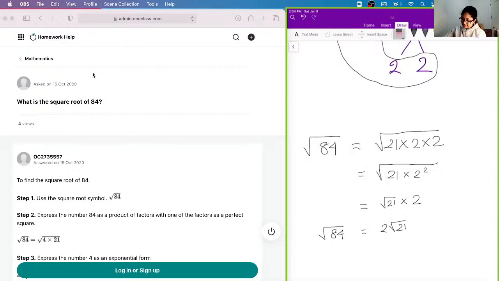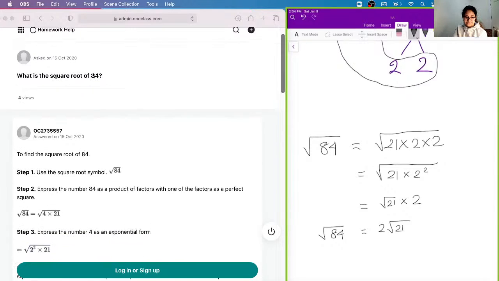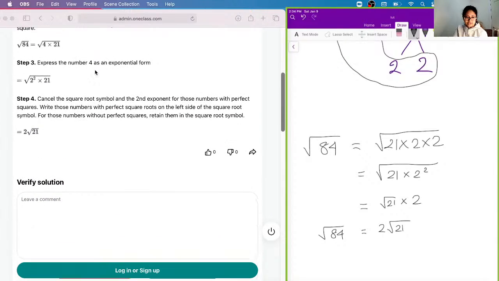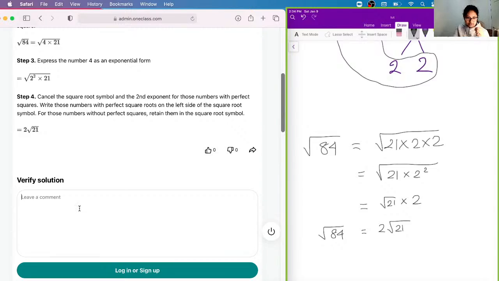And so the square root of 84 is equal to 2 square root of 21. So this is what the solution is.